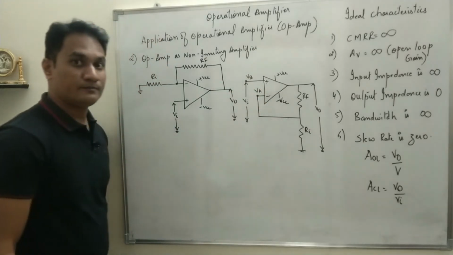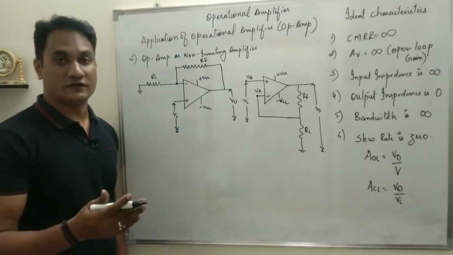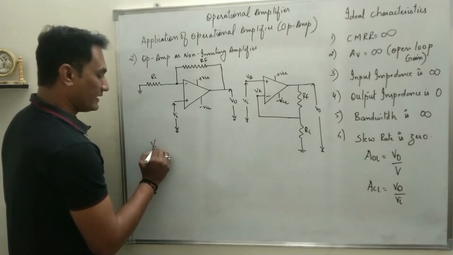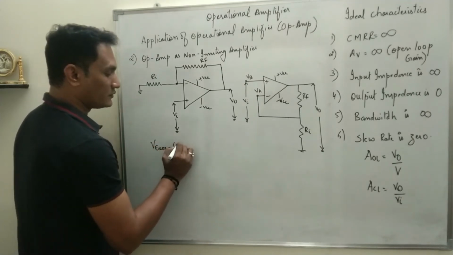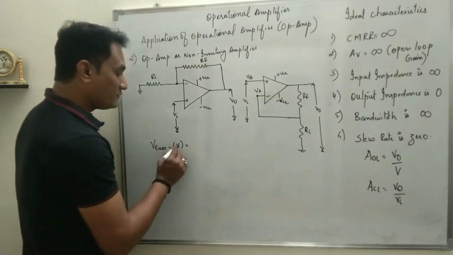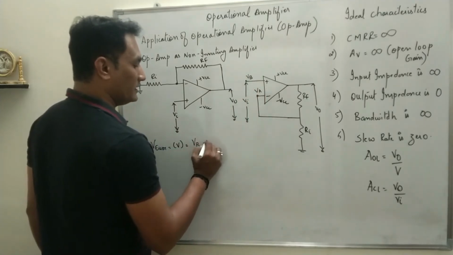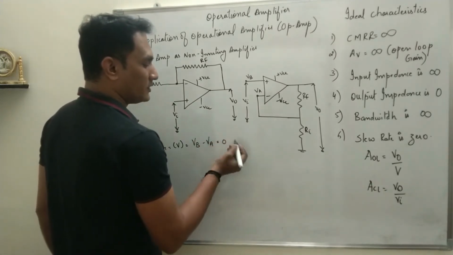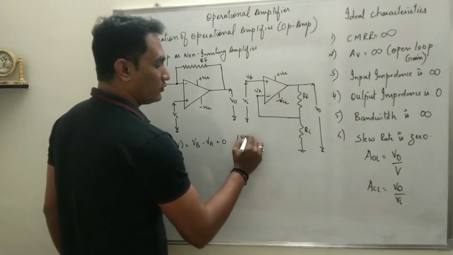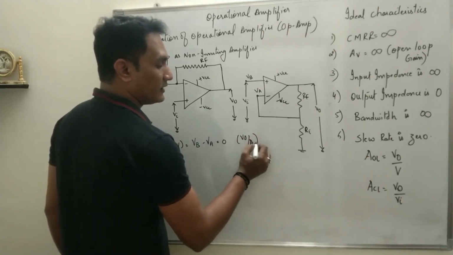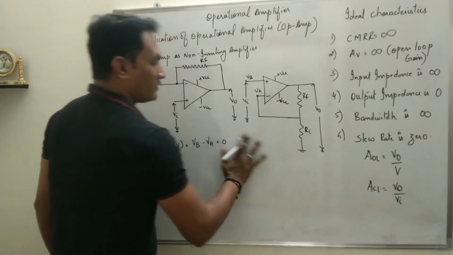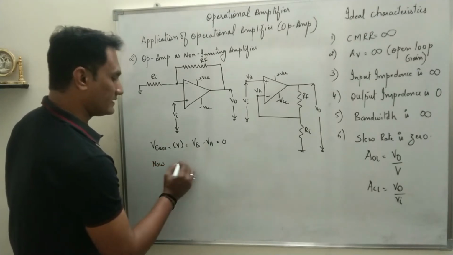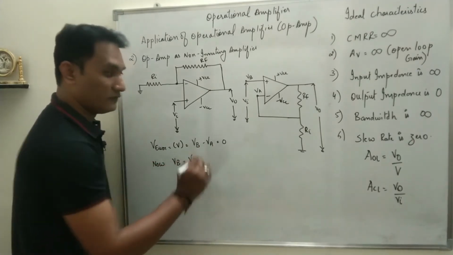You know the differential gain is infinite. The difference between the two input voltages is called the error voltage, V error. We sometimes specify it as V. And what is V here? V is VB minus VA, and it should be equal to 0 because it will be output voltage upon gain, and gain is infinite. Anything divided by infinity will be 0. So VB minus VA will be equal to 0. Now I can say VB is equal to VA.